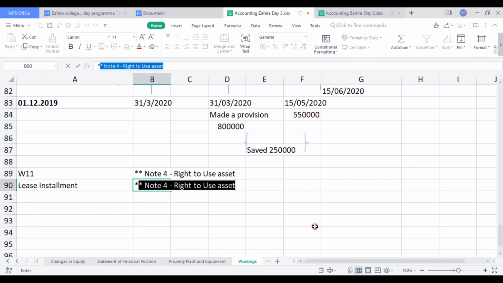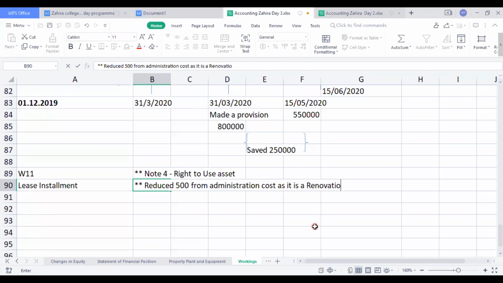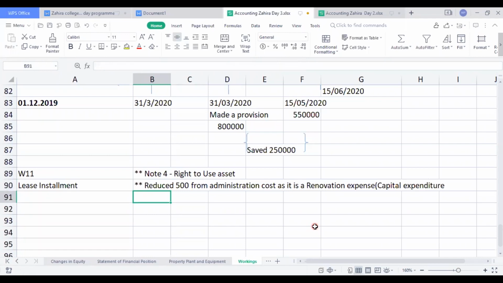Then reduced 500 from administration cost as it is a renovation expense. Capital expenditure cannot be taken under revenue expenditure. Understand, guys, everything in accounting has a reason, and you need to follow the reason.